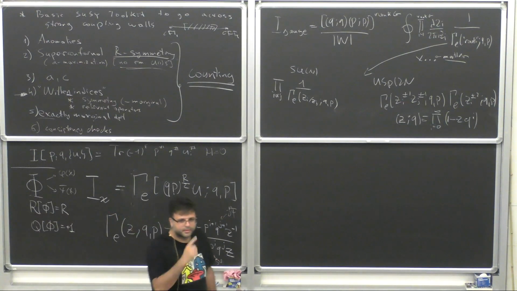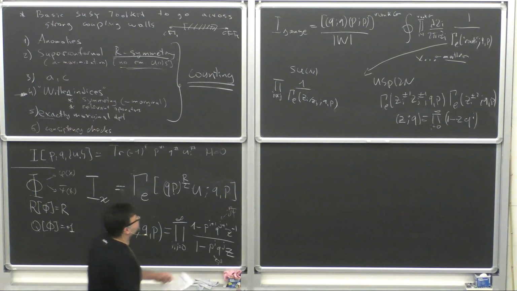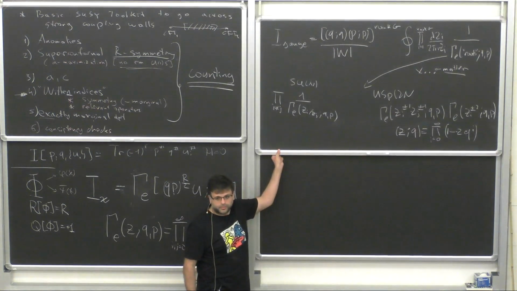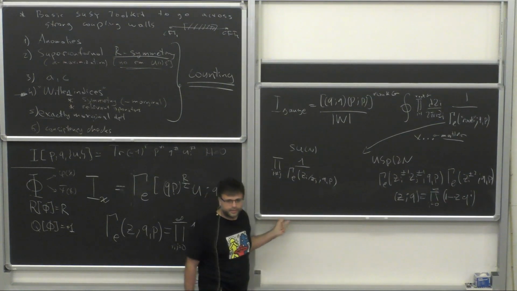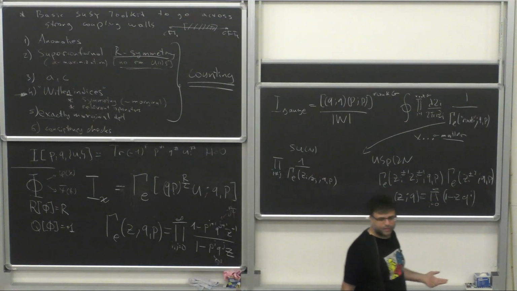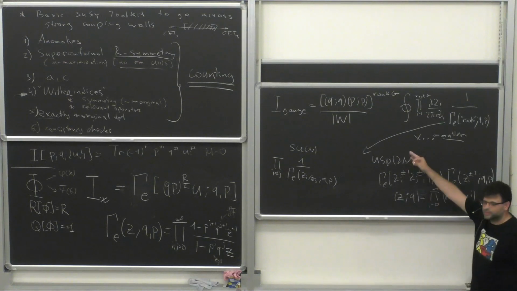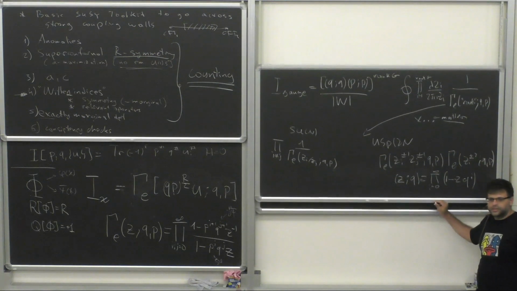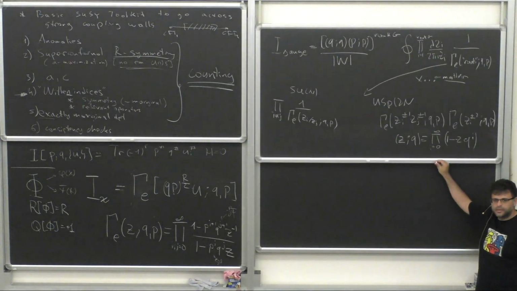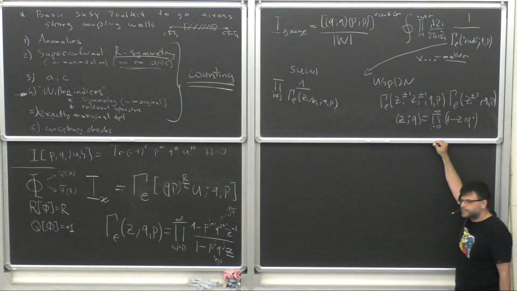Yes? W is the order of the Weyl group. So for SU(N), it will be n factorial. And then for every group that you want, you need to figure out what that is. It's some numerical factor, some simple numerical factor. More questions? Yes?